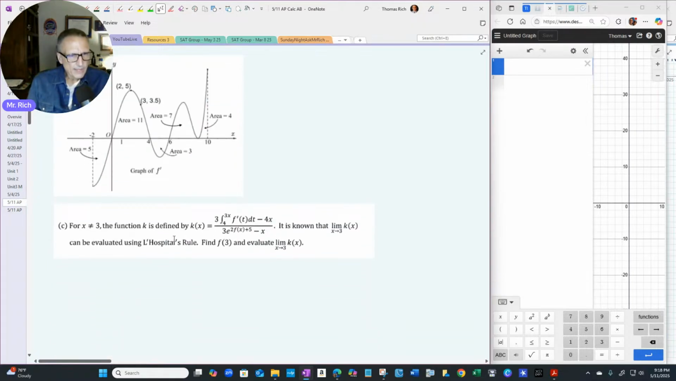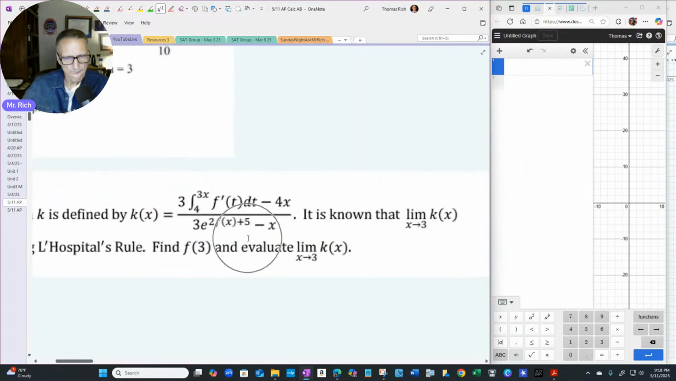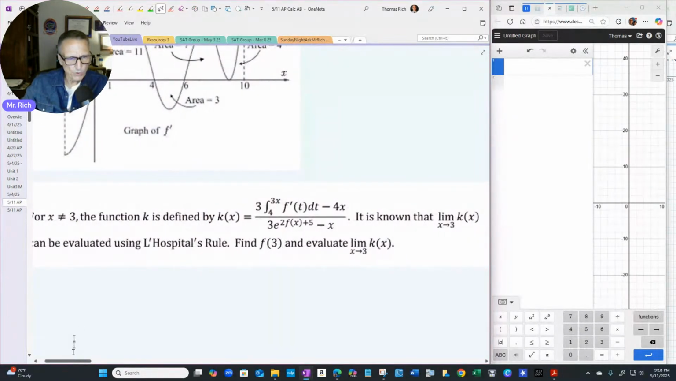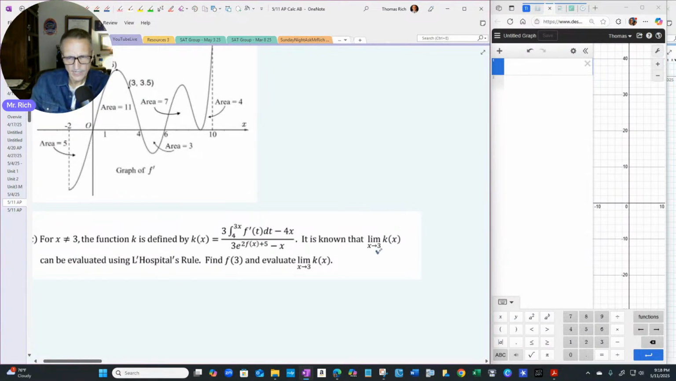Part C says for x not 3, the function k, so they're throwing another function at us, k of x. And that looks like a monstrosity, but it is an integral of f prime, partially here, and then -4x, and then some other function that's also a function of f of x down here. But it says that it is known that if you were to evaluate the limit of this function k as x approaches 3, you could evaluate it using L'Hopital's rule. Find f of 3 and evaluate then k of x as x goes to 3.